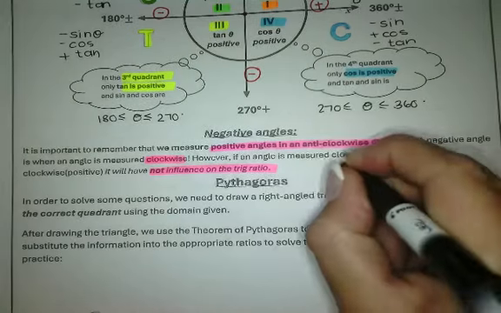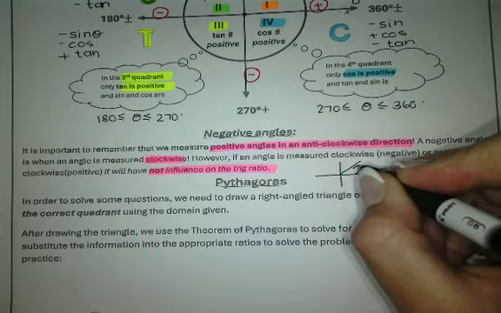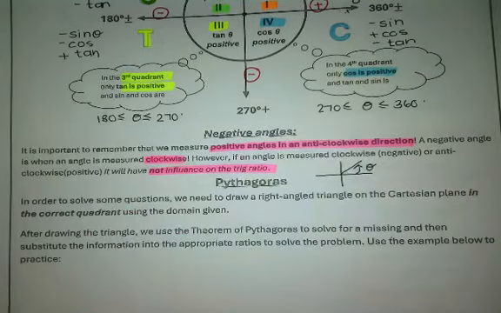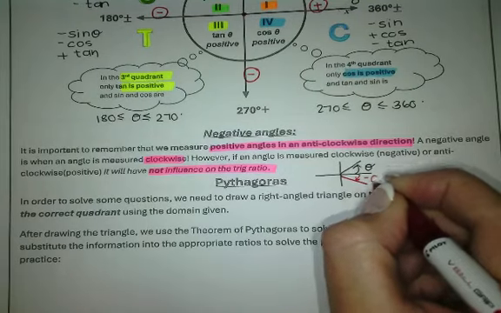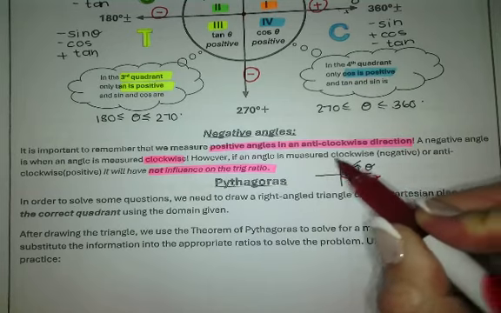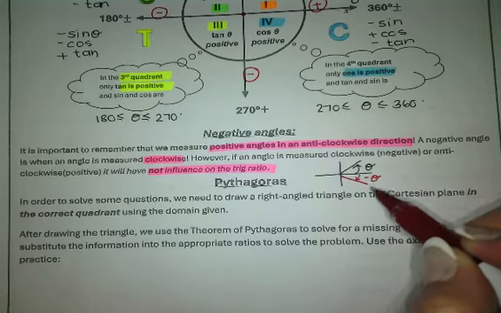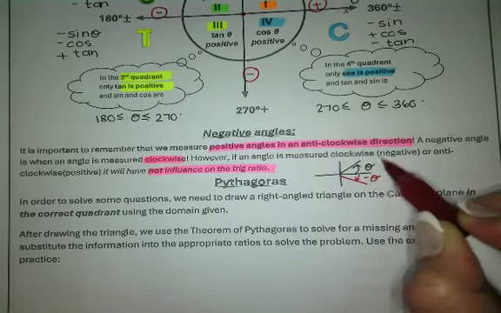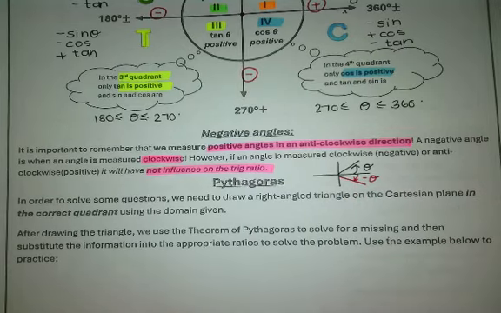Right, so for example, if I had to just draw a rough little sketch here, this would be theta, and this would be negative theta. So do you see, positive angles are anti-clockwise and negative angles are clockwise. Are you with me? Right.